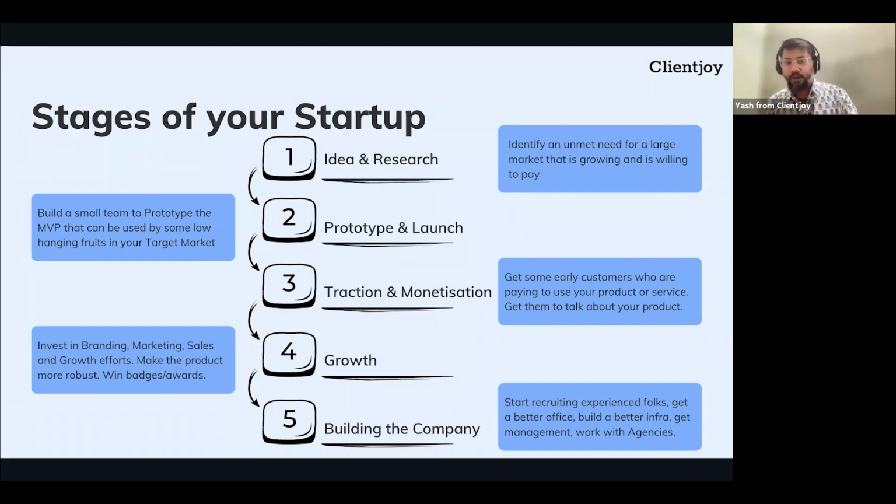And so raise hands according to that. The definitions that I've written are primarily in that context, right? So when I say traction and monetization, you start getting some early customers who are paying to use your product or service, and get them to talk about your product in other places. They could talk about it in review platforms, in the events that they are attending, in the networks or organizations that they are a part of. Growth is where you start investing in your branding, marketing, sales, and growth efforts, right?